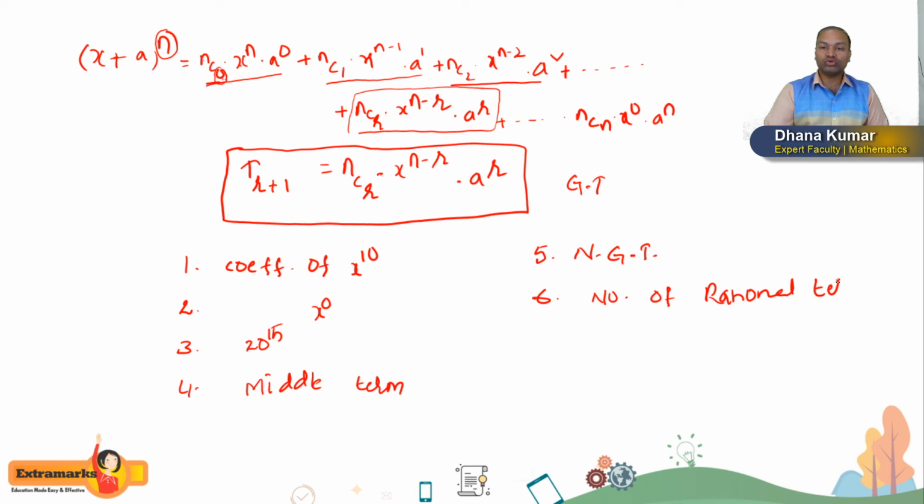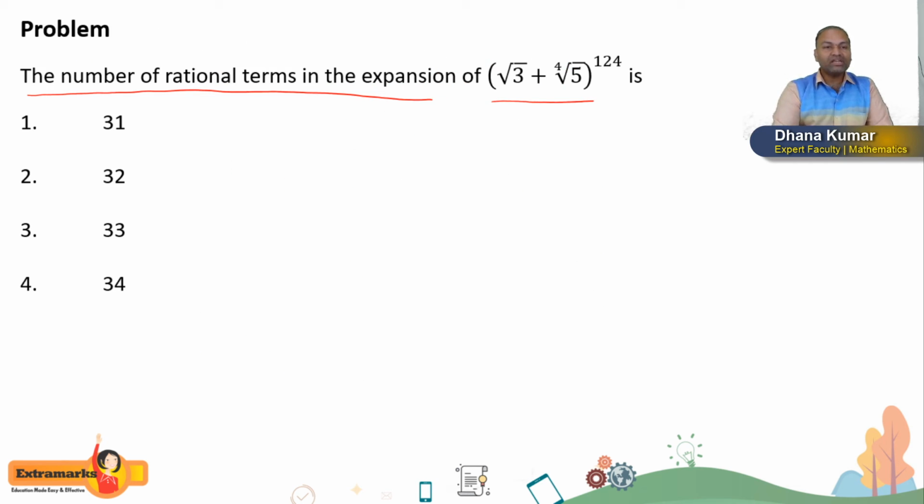Then also use the general term form. These are the main important models in this concept. Clear? Now coming to this question. Here we calculate the number of rational terms in this expansion. Here there are two models, actually three models.